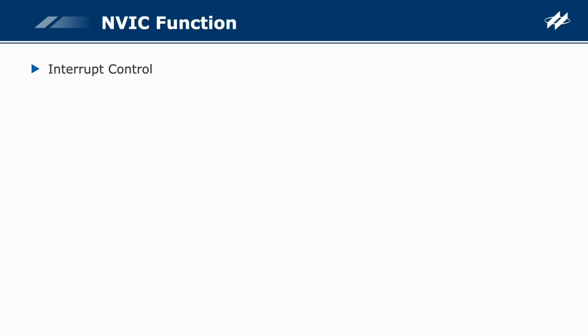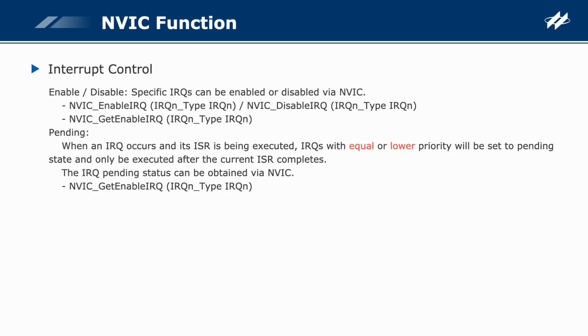The NVIC can enable or disable specific IRQs. This ensures that the system only responds to required interrupts while preventing unnecessary IRQs from affecting system operation. The related APIs are as follows. NVIC_EnableIRQ enables the specified IRQ. NVIC_DisableIRQ disables the specified IRQ.